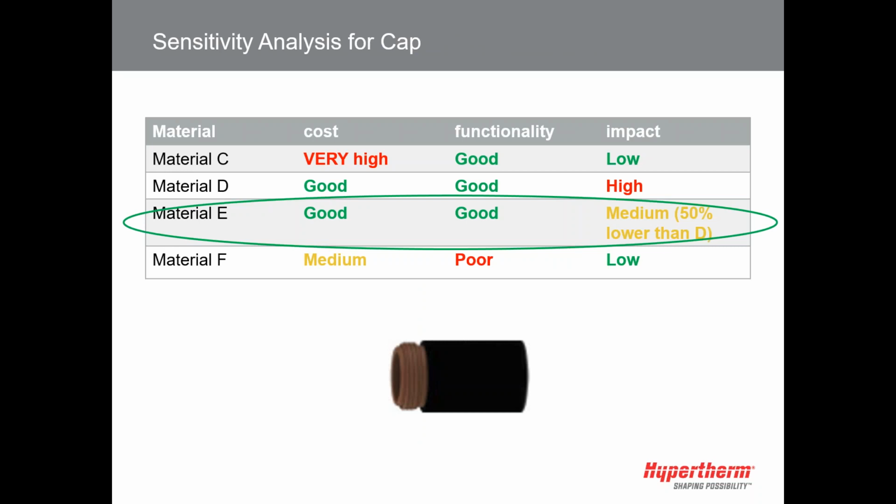For this next part, we compared 4 different materials, and as you can see, had mixed results in terms of the cost of the material, how well it functioned in its application, and then the environmental impact. And this one still had a winner. We were able to choose material E. It still had 50% lower impacts than the high impact material, but it also had good cost and good functionality. Next slide.